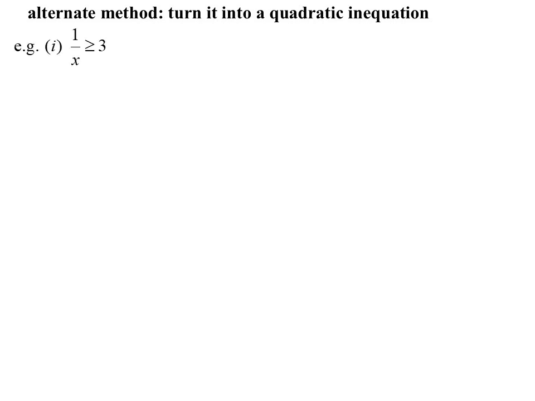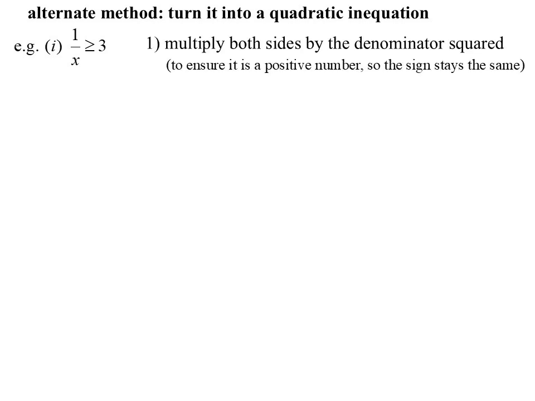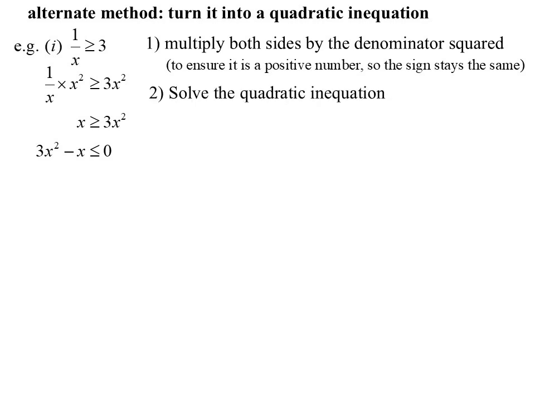1 over x is greater than or equal to 3. So what we do is we multiply by the denominator squared. You see, if I just multiplied both sides by x, I've got a problem because I don't know, is x a negative number or is x a positive number? Because if it's negative, I've got to change the sign. But if it's positive, I leave the sign alone. So I've got an issue. That's why we multiply by x squared, because we know that's a positive number. The sign doesn't change. So if I multiply both sides by x squared, I get x is greater than or equal to 3x squared, and I can go and solve that quadratic equation.